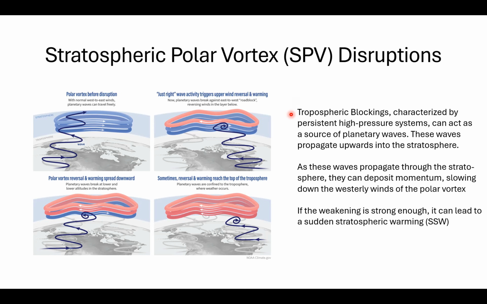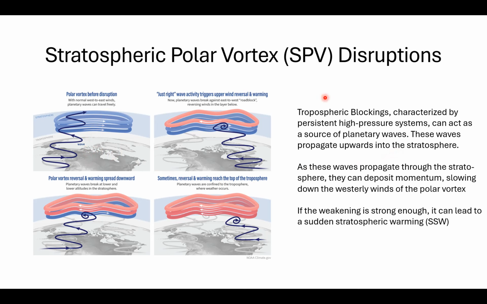Now, I did spell it out over here on the right as well, saying that tropospheric blockings, or the blockings within the troposphere, are characterized by persistent high-pressure systems that can act as a source of planetary waves. These waves then propagate upwards into the stratosphere. That's what we're showing here in that far upper left graphic.